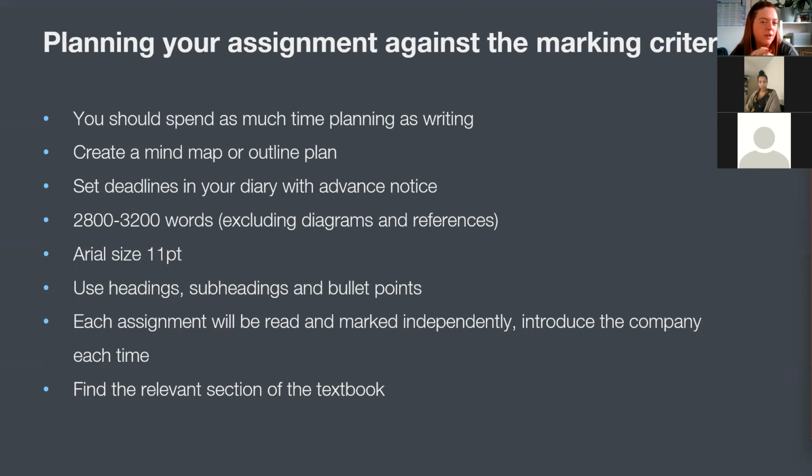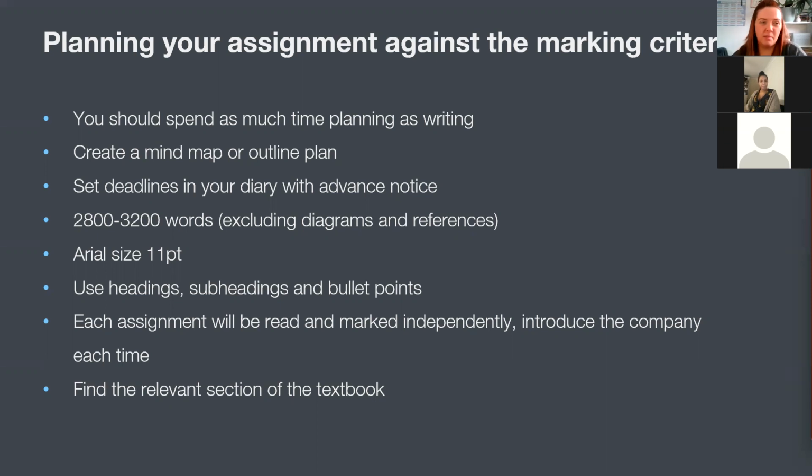So word counts, we've already gone over that. Arial size 11, that's always on your answer sheet, isn't it? They're quite strict about that. Make sure that your font is the right one, definitely. We've already discussed this as well before, using headings, subheadings, and bullet points. Don't be afraid to use those.